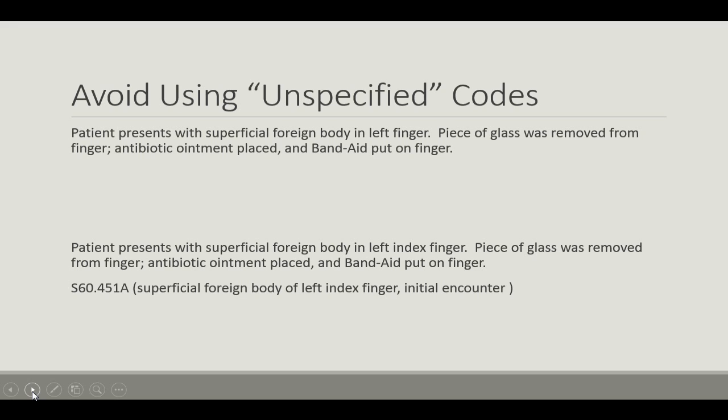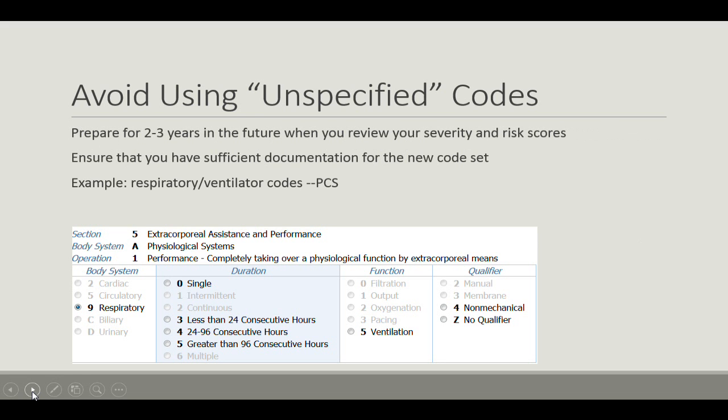For an example of specificity, a patient presents with a superficial foreign body in the left finger. A piece of glass was removed from the finger, antibiotic ointment is placed, and a band-aid is put on the finger. We have the ability to note by our code which finger on the left. So with a simple addition of the words index finger to the documentation, we can identify which finger, and the 7th character in that code will indicate which episode of care.